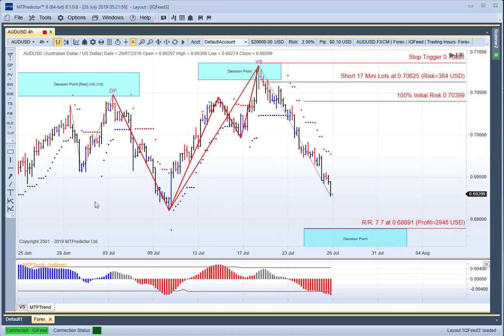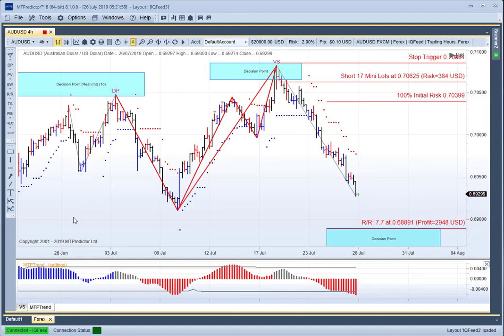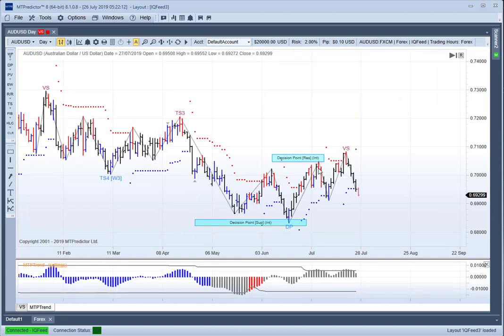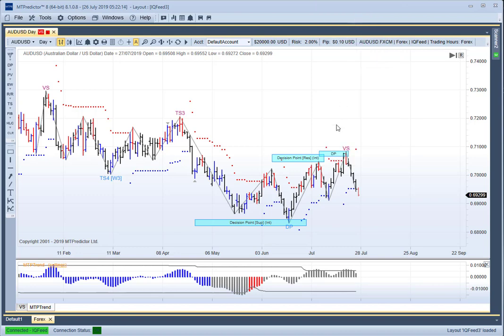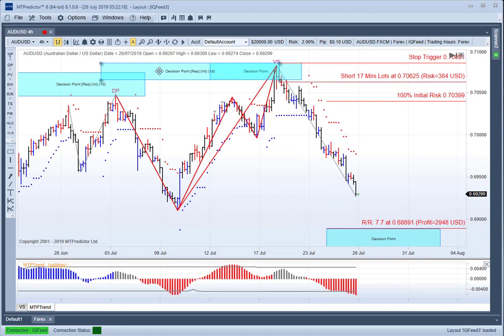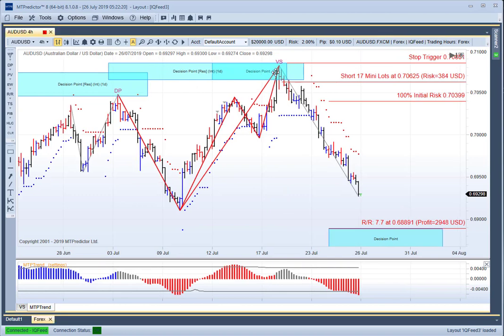But that's what I wanted to show you today, is how to use MTPredictor on multiple time frames using a Forex example. Here we're looking for our trade setups on our 4-hourly chart. We're using our daily chart for our higher time frame resistance. I'll just go back out and place that daily resistance on there again so we can make sure we can see that. There's the daily resistance, catching the high there perfectly with our VS sell on our 4-hourly chart. And that's the best way to use MTPredictor on Forex.